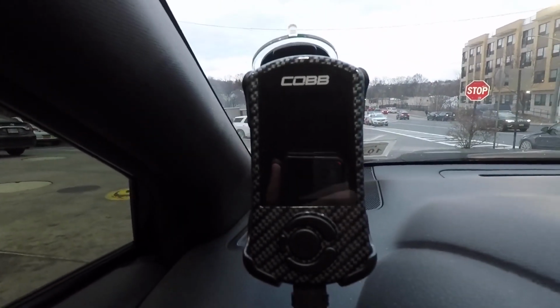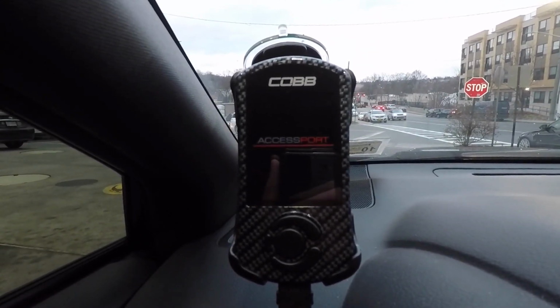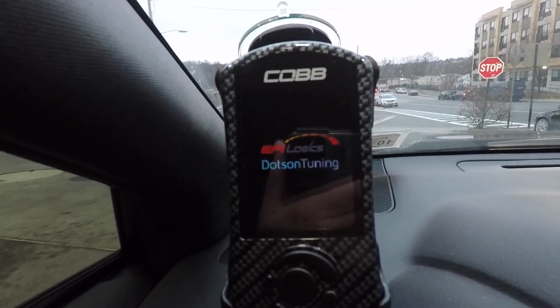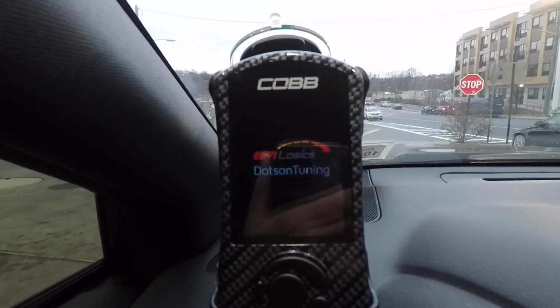If you're not hitting your target boost levels, just make sure you have the correct map loaded. I know for the OTS tunes, I don't know if there's 3 versions or 2. I know there's a high wastegate version tune. I believe a normal wastegate. I don't know if there's a low.